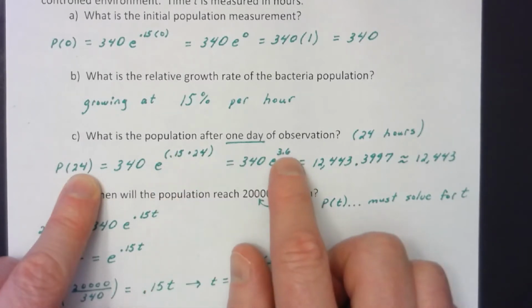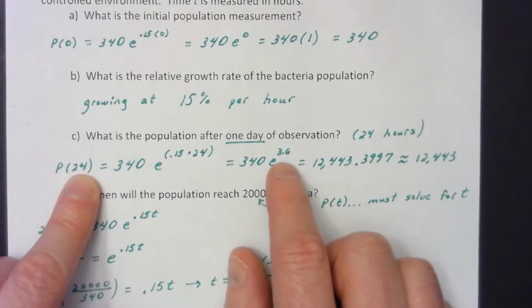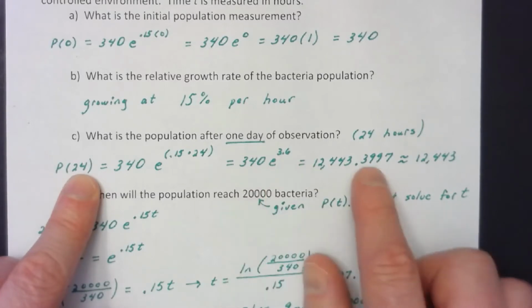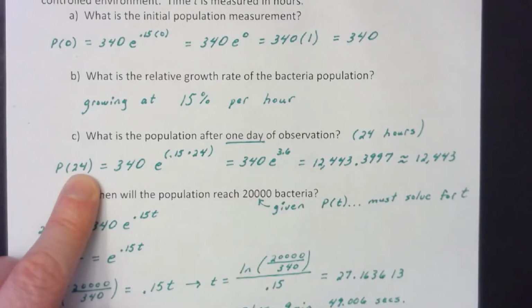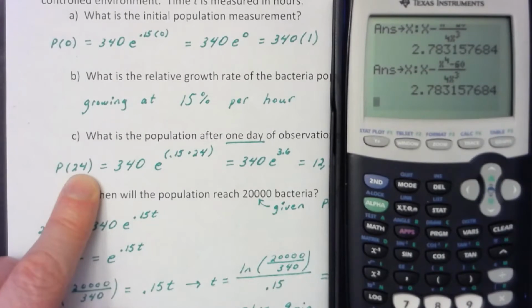When I did that on the calculator, 0.15 times 24, I got 3.6. Then you can say 340e to the 3.6 power. That's going to give me 12,443.3997. Now, if I wanted to check that with the calculator here, be no problem.